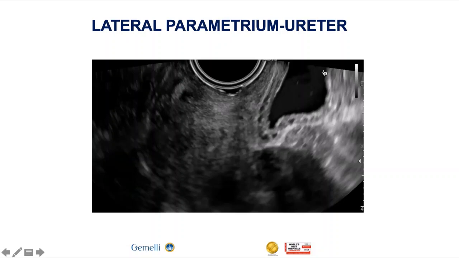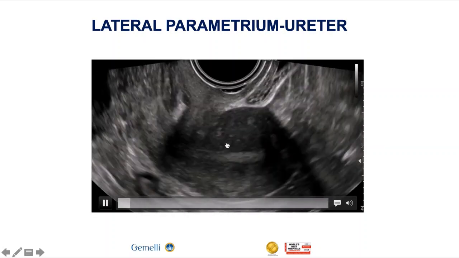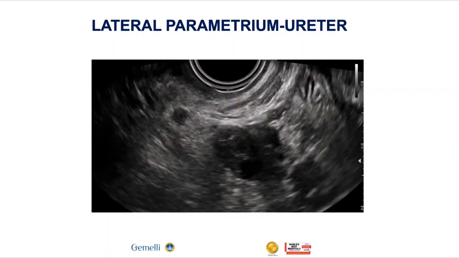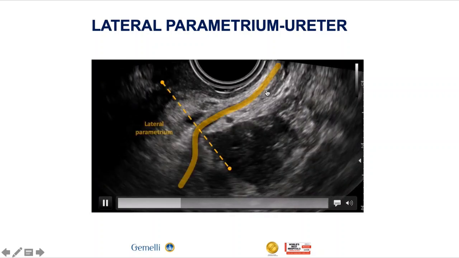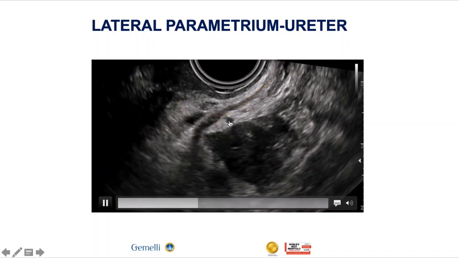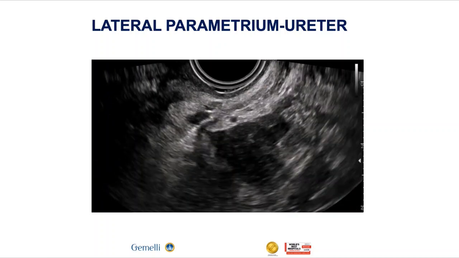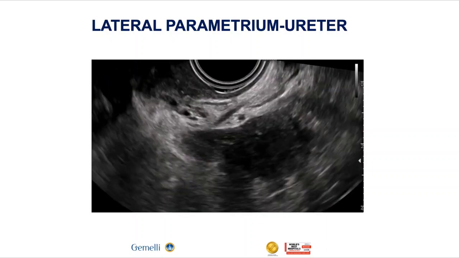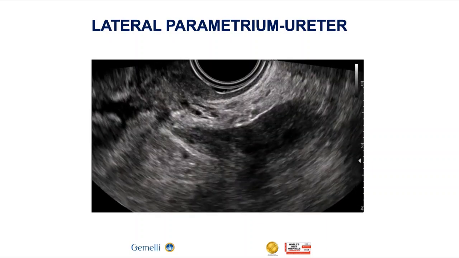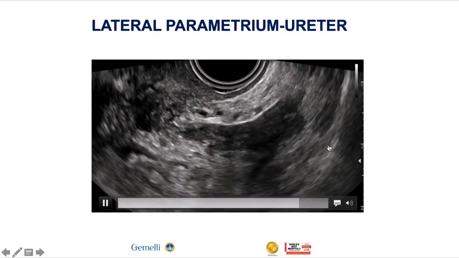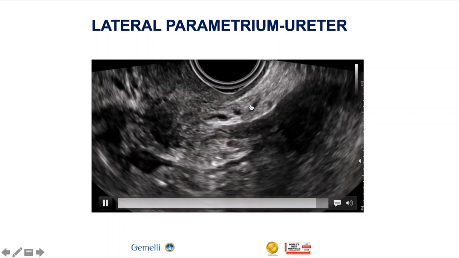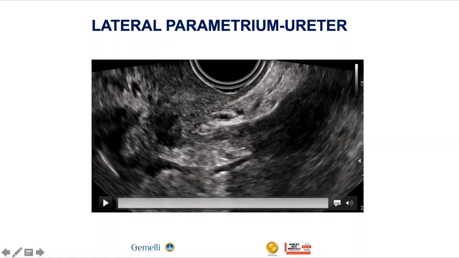Now, lateral parametrium. To assess the lateral parametrium, we should visualize the ureter in a longitudinal section. This is the ureter in a longitudinal section with the uterine vessels. Then, at this level, we should rotate the probe 90 degrees to obtain this image. Cervix, pelvic wall, ureter in the middle, and the tissue between the cervix and the pelvic wall with the ureter in the middle corresponds to the lateral parametrium.